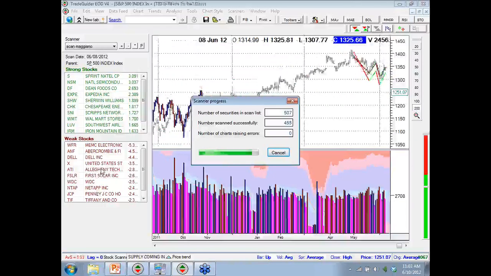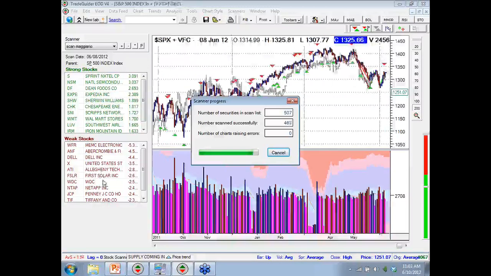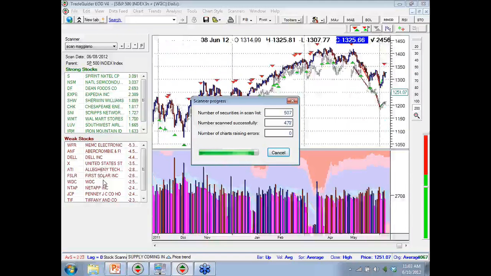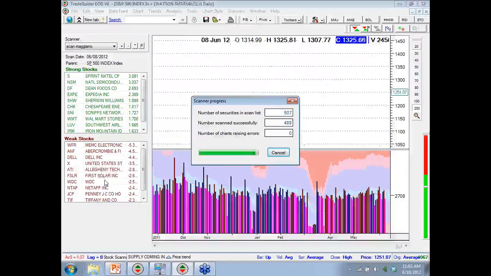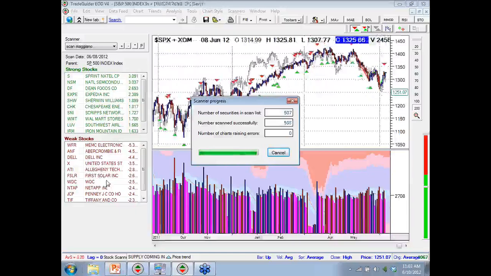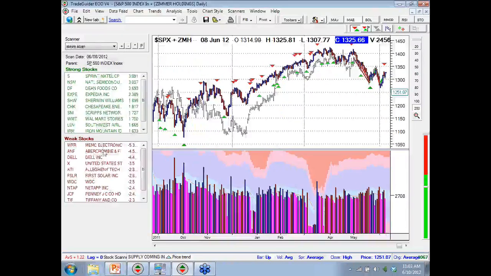But look at the weak stocks. You've got First Solar, I think. Was that the company that Obama invested in? I'm not sure. It was one of them, it's solar panels, I think. Abercrombie and Fitch. Oh, there you go.